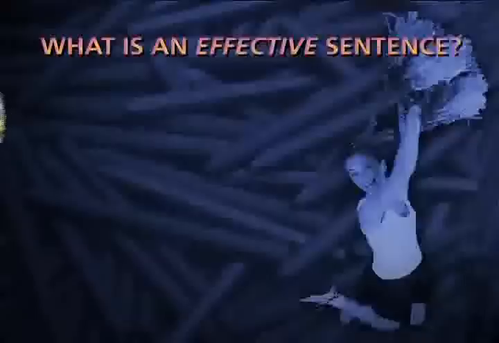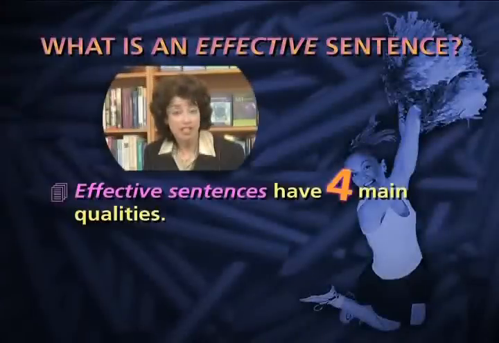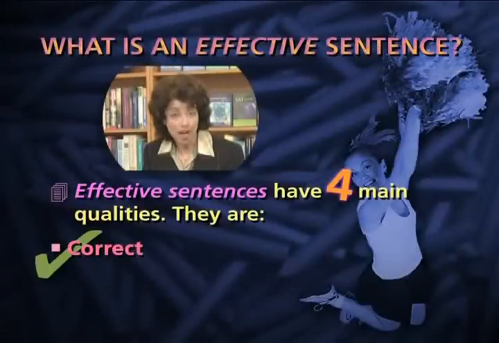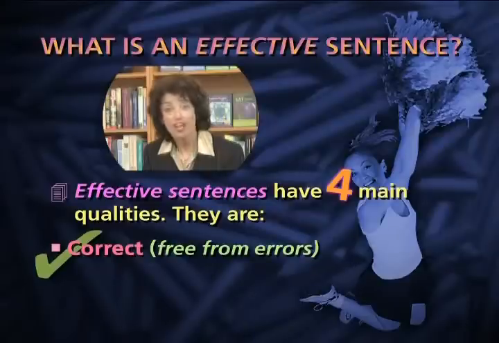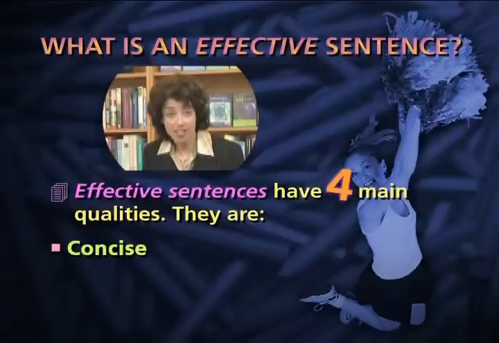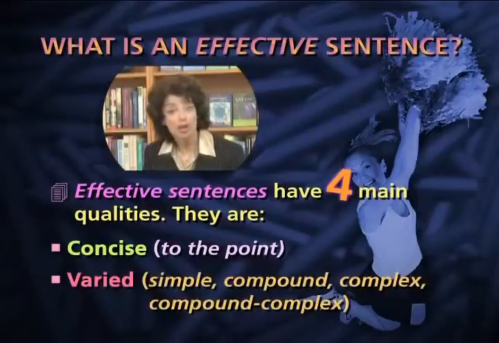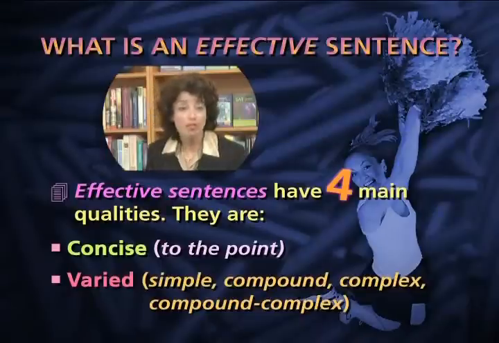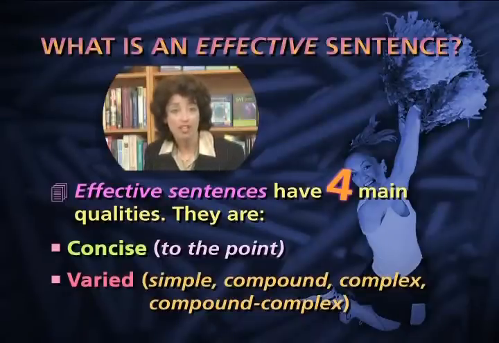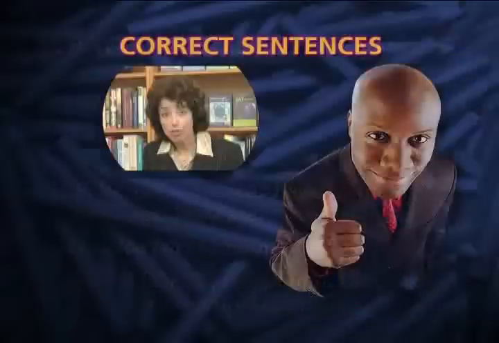So now what is an effective sentence? Well, effective sentences have four main qualities. They are correct, free from errors. They are clear, as I mentioned earlier. They are concise, as I said, concise meaning they are to the point. And they are varied, which means you would use some simple, some compound, some complex, and perhaps a few compound complex as well. Let's start with correct.